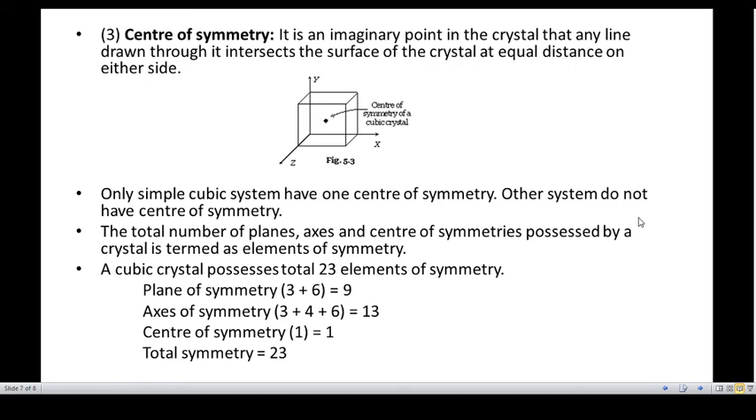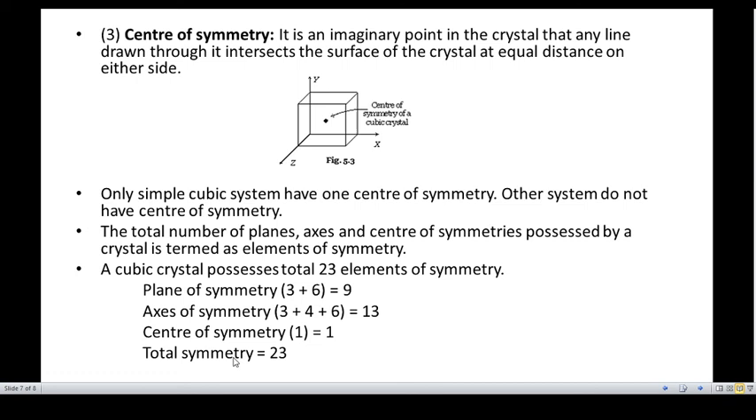The total number of planes, axes and centers of symmetry possessed by a crystal is termed as elements of symmetry. Now, the cubic crystal possesses a total of 23 elements of symmetry. It includes 9 planes of symmetry, 13 axes of symmetry, and 1 center of symmetry. So the total will be 23.